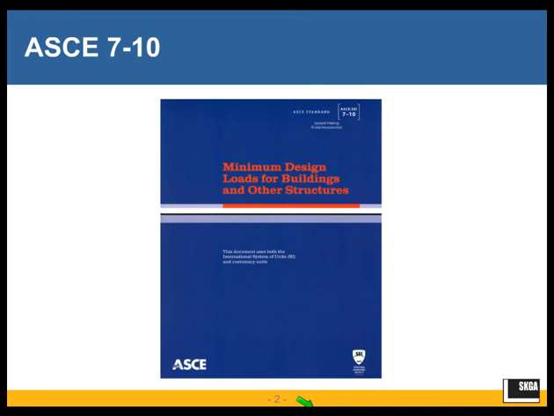This is the document itself, the second printing of ASCE 7-10. A third printing should be coming out of ASCE by the end of September, they tell me, at least at this point in time. And I will talk about the third printing maybe towards the end of the seminar.